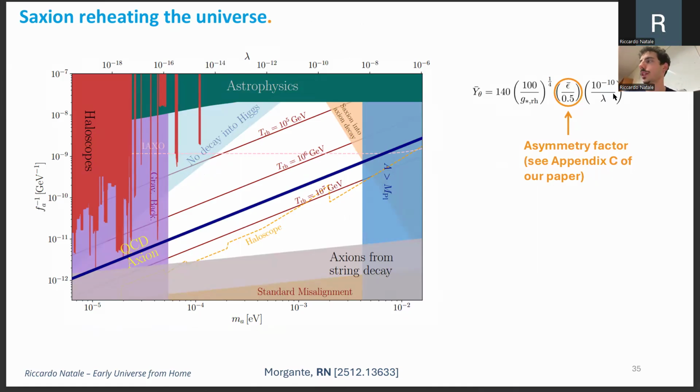And surprisingly, the average axion yield now just depends on the quartic coupling and this asymmetry factor that just parameterizes how efficient the kick is, so how efficient is the production of this U1 charge. If you want to know more about this, we have an appendix about the asymmetry factor in our paper.